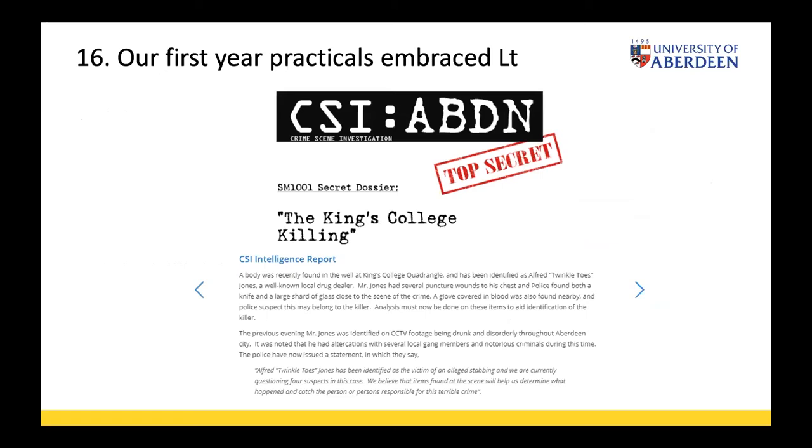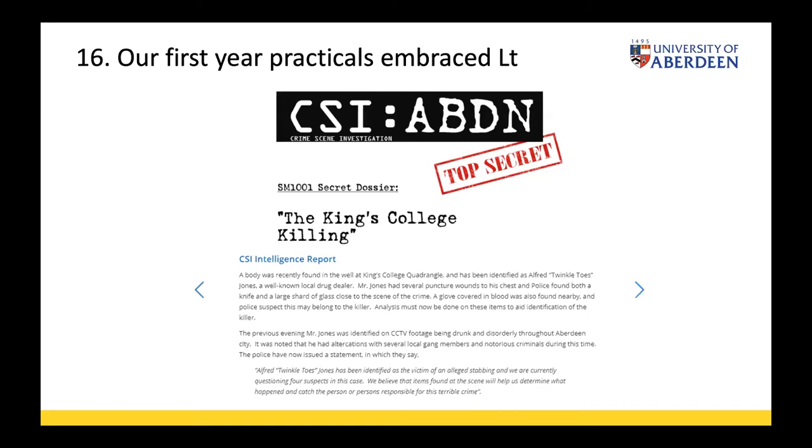So they have this brilliant practical in first year called CSI Aberdeen, and it's about a murder in King's College, which is the most ancient part of our university. And they actually do blood typing and forensic analysis, and they managed to develop a practical in LT about this. And they had no training whatsoever, but together as a team, they managed to convert all this material really quickly and have used LT throughout the entire year with these large classes of about 400 students in first year. And that was really useful because, again, it gave students outwith our school a chance to see LT and to try it.